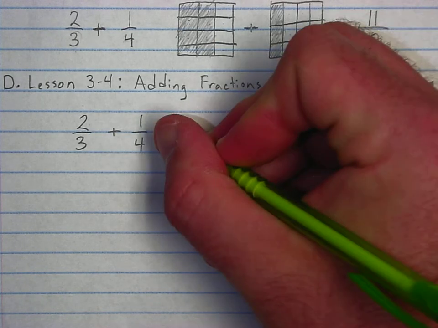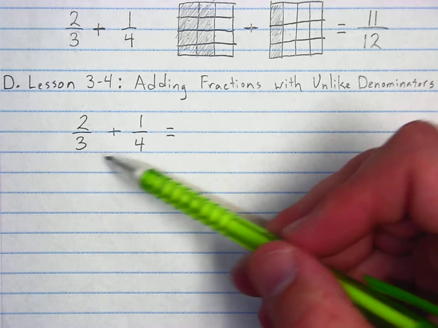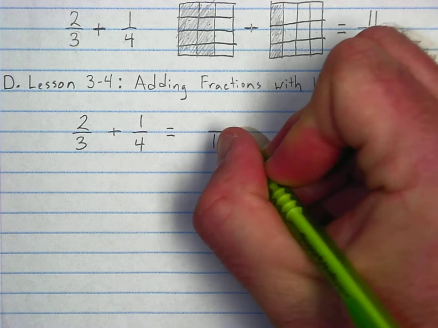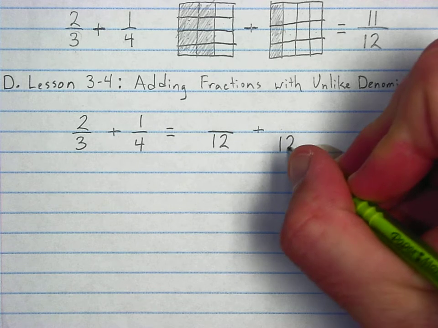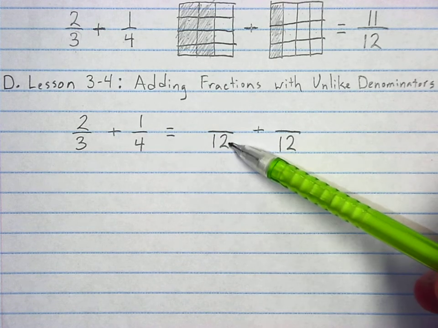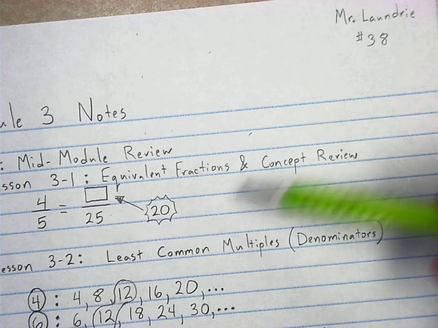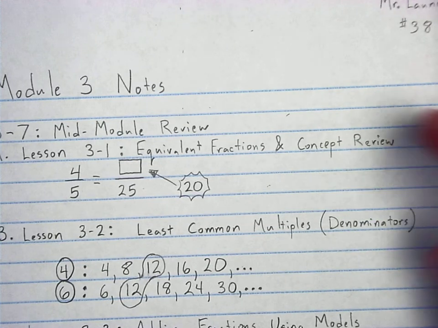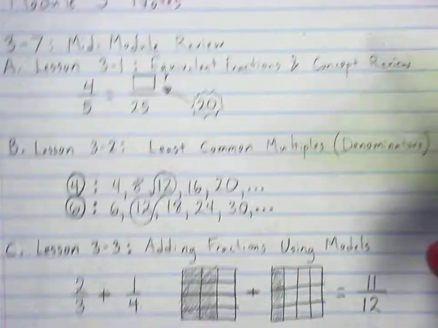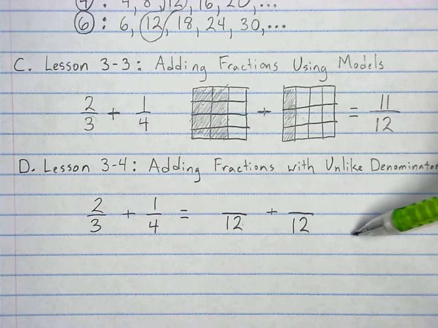2/3 plus 1/4. If I list out the multiples for both of these, the LCM for both should be 12, which means I want to change each one into a fraction with a 12 denominator. So 2/3 is going to become something over 12. 1/4 is going to become something over 12. Going back to 3-1, we got the least common denominator using what we did with 3-2. And now we're going to prove what we did in 3-3 with 3-4.